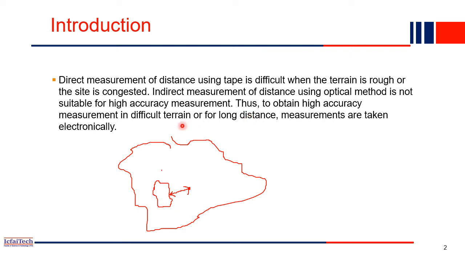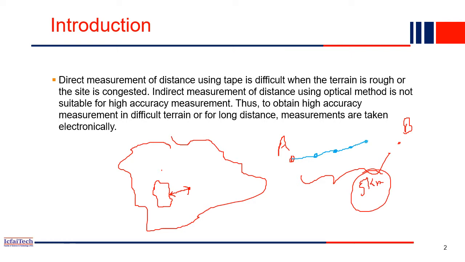Thus, to obtain high accuracy measurements in difficult terrain or over long distances, we need something else. If the distance is very long, for example if point A and point B are 5 kilometers apart, we have to take intermediate points, and measure the distance between each of them. All the intermediate distances you have to find out, and if we sum them you will get the total distance.